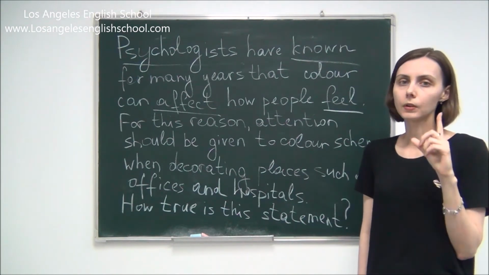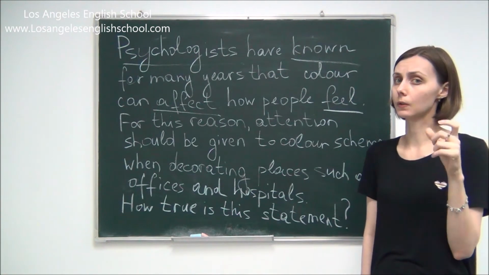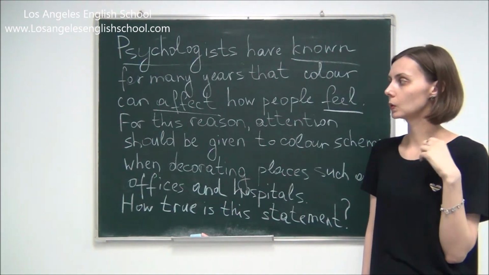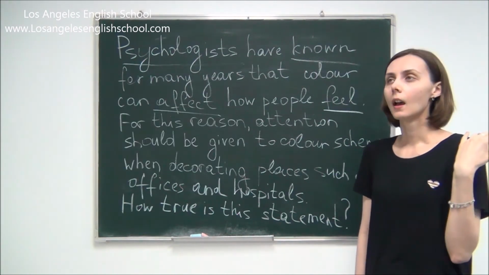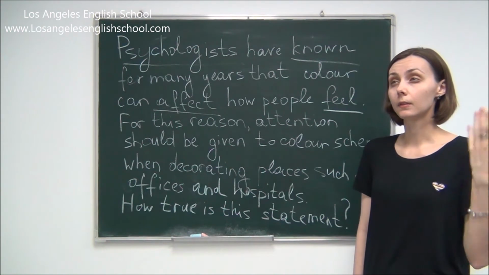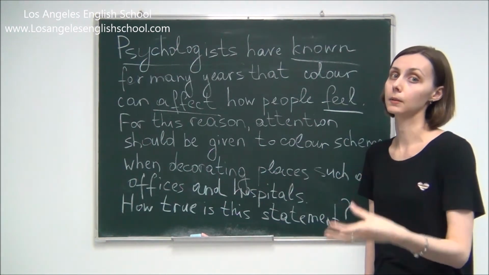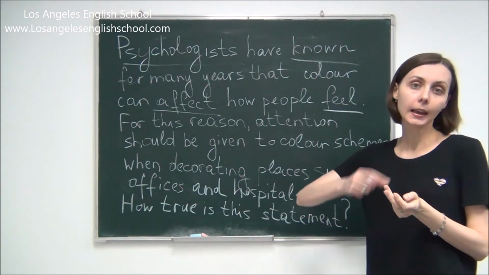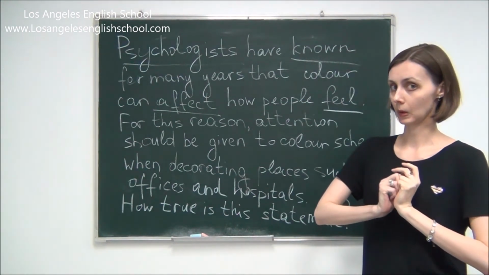So the first part of your introduction, you just rephrase the main sentence. The next part of your introduction, part B, you have to state your opinion. This is called the thesis statement. So you need to give the reader the information about what you are going to write about. You need to state your personal opinion and say exactly what you are going to write about.